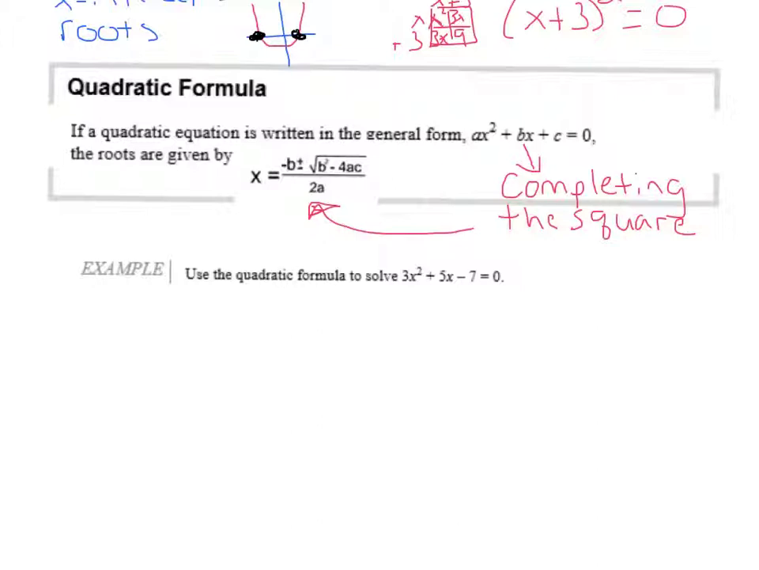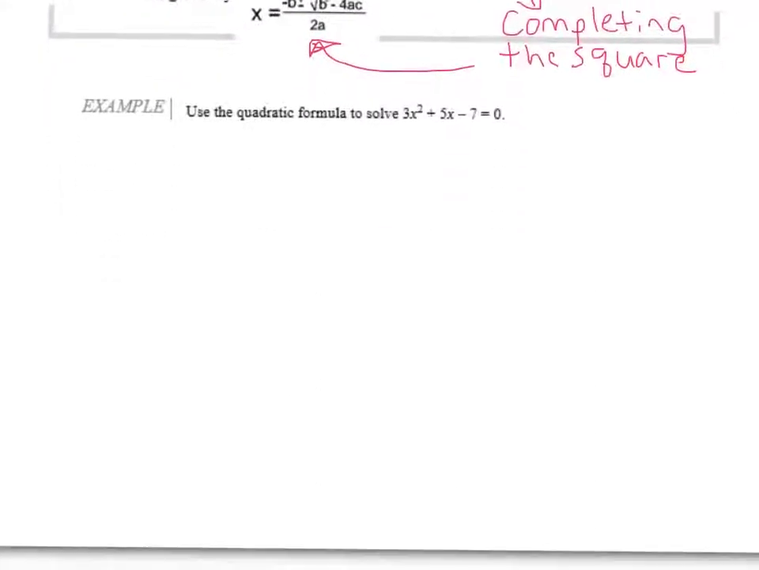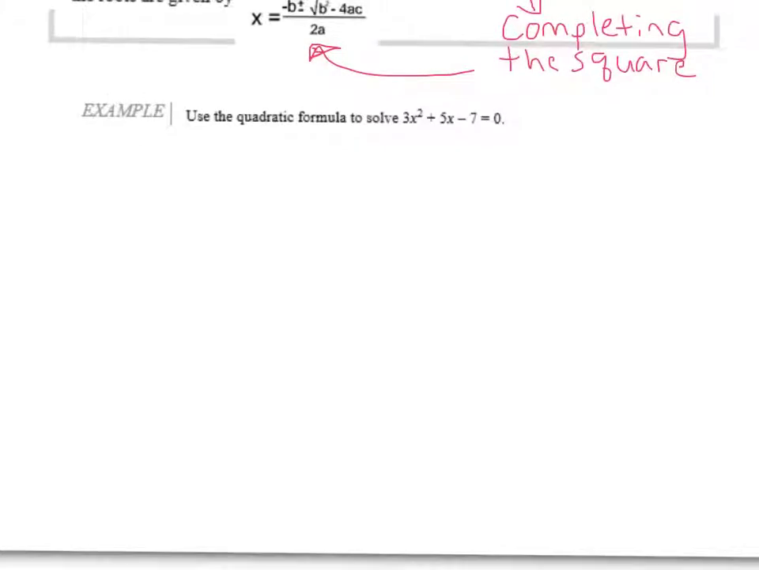On example A, let's go ahead and identify a, b, and c. A comes from what's in front of x squared, so a is equal to 3. And b is in front of just the plain old x term, so b is equal to 5. And then c is just that constant, so c equals a negative 7. Then I can plug it in.